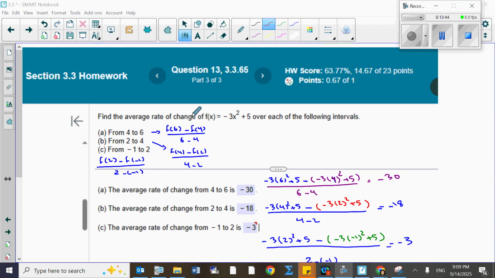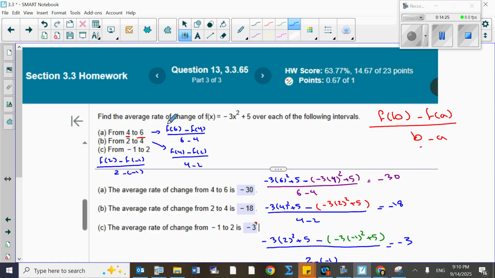For question number 13, we need to find the average rate of change of f of x, which is given here, over each of the following intervals. So basically the formula that we're going to use here is f of b minus f of a over b minus a. So b and a are these two numbers basically here. And f of b and f of a are f of the function if the x is equal to any of these values.